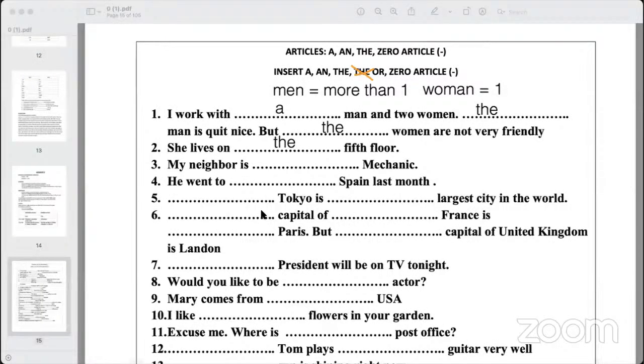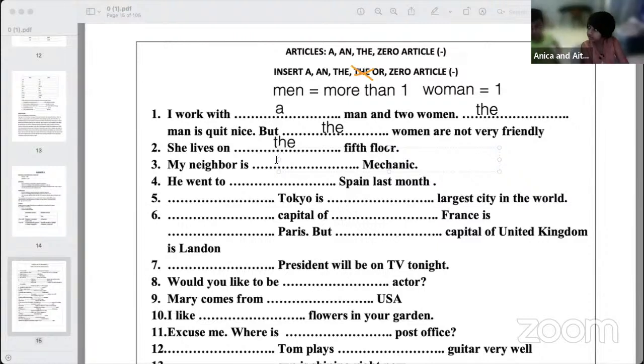The third one, my neighbor is something mechanic. So what would it be? You're talking about your neighbor and you're mentioning a specific job that he does. He or she, I don't know. My neighbor is, what would it be? A, an, or the? A. Good.